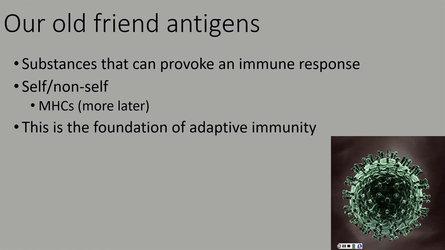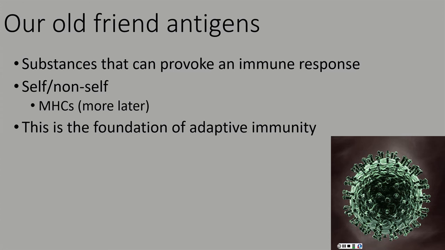So let's be a little bit more specific. All of your cells have antigens, so we're going to call those self-antigens. And then any antigen that is not your own is going to be called non-self antigen or foreign antigen. And again, this is going to be distinguished by shape.